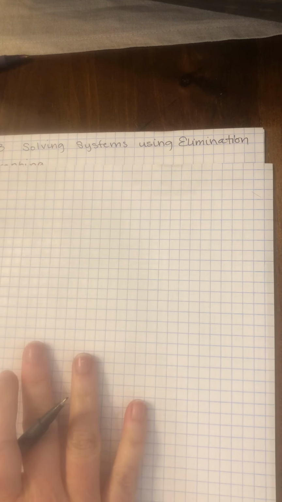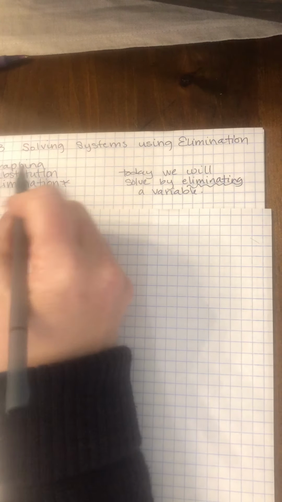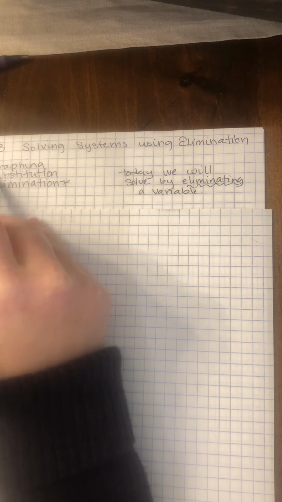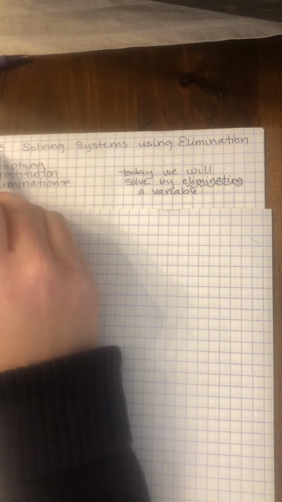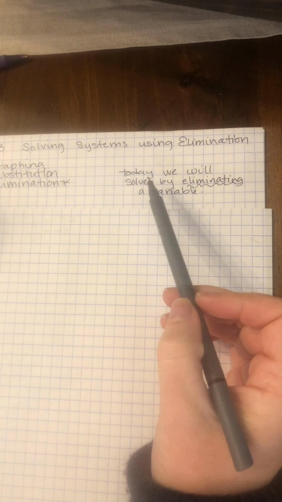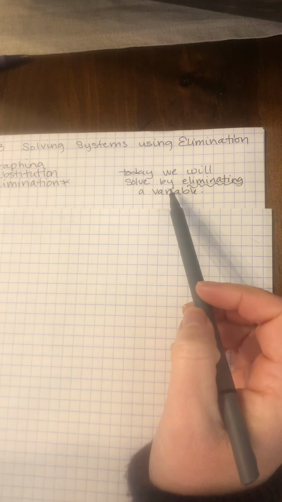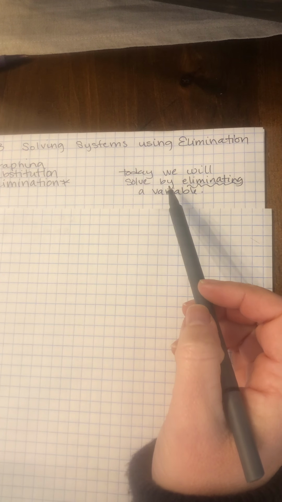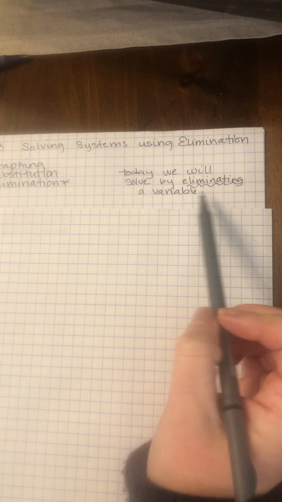Hey, 8th grade. Today we're moving on to section 5.3, which is solving systems using elimination. So far we did graphing in lesson 1, we did substitution for lesson 2, and now we're moving on to elimination, which means we're going to be using the same type of format of two functions, and we're going to be solving.